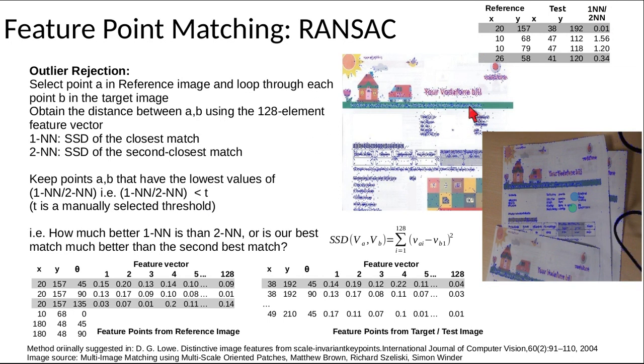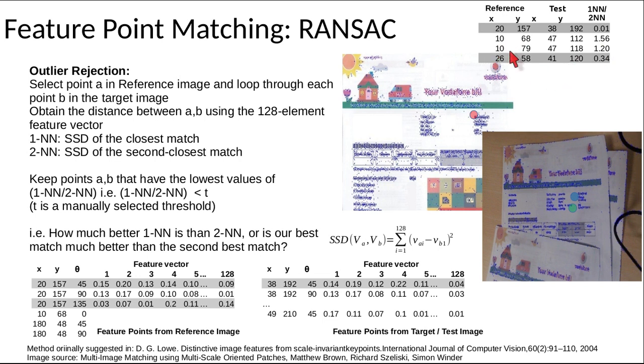For some other points, let's say for example this point is matching with these 2 points. Let's say this was your reference point that you had selected in the reference image, and it happened to match with this point and have the closest distance. That means the 1nn was the distance between these 2 points, and 2nn was the distance between these 2 points. Then you would add them also to the table. For instance, this is the point 10,68, and this is the point 47,112, and the 1nn divided by 2nn ratio is 1.56, and so on and so forth for other points.